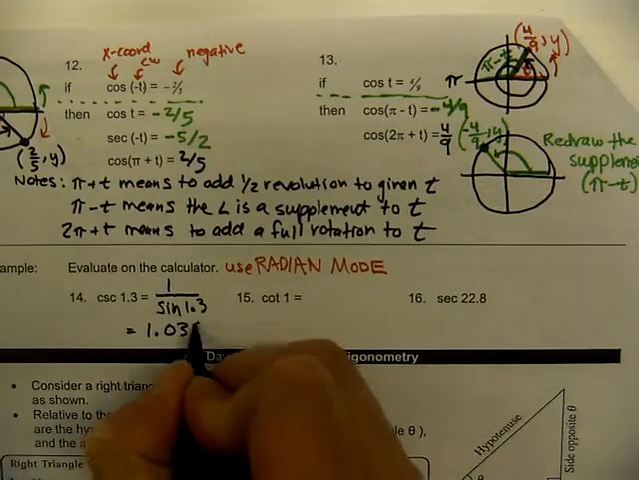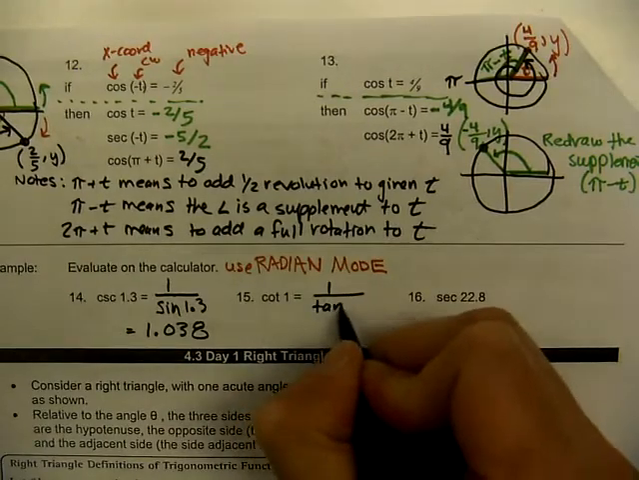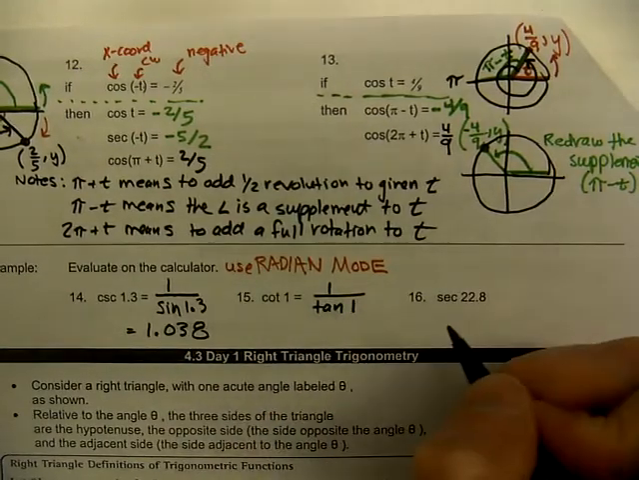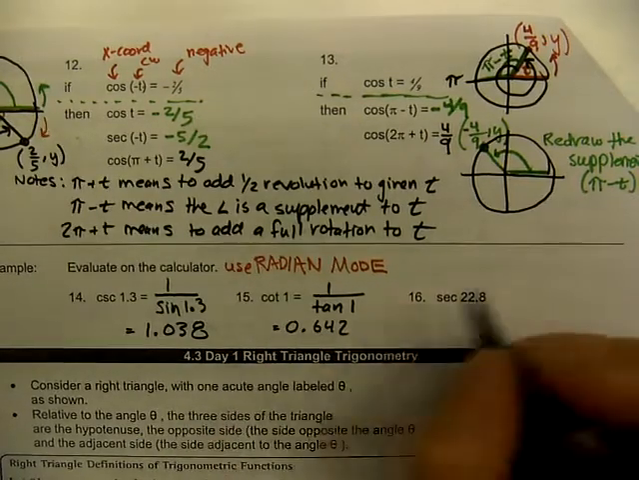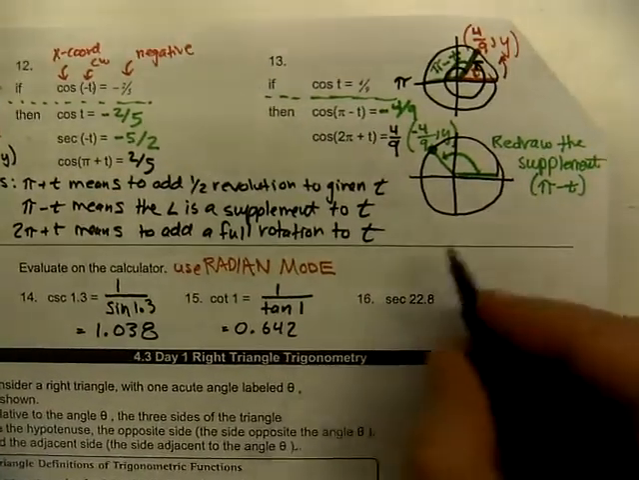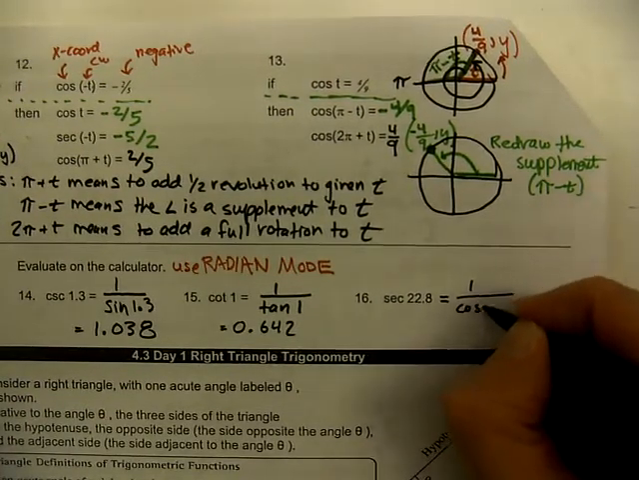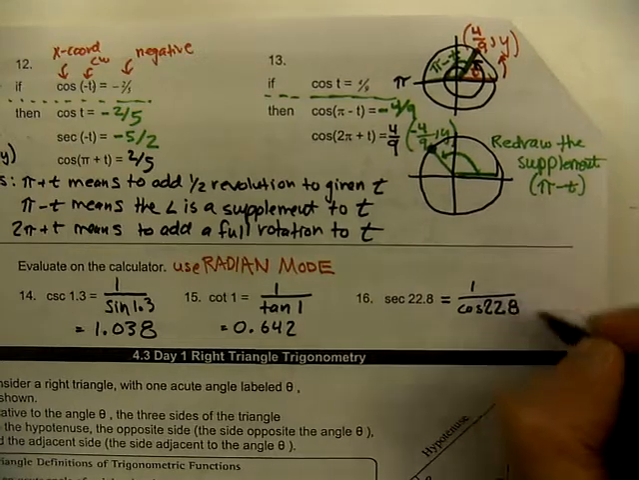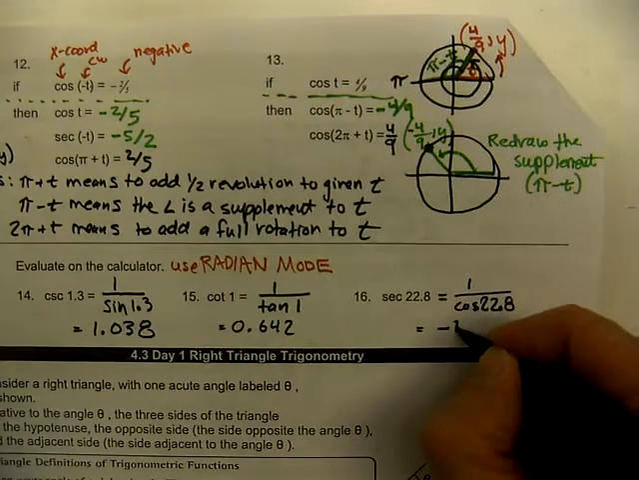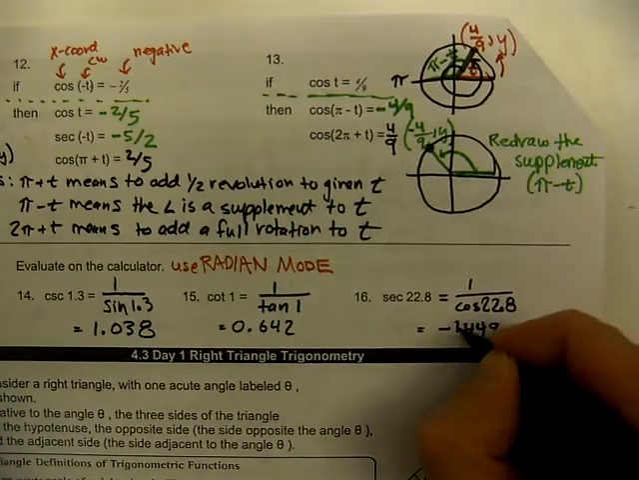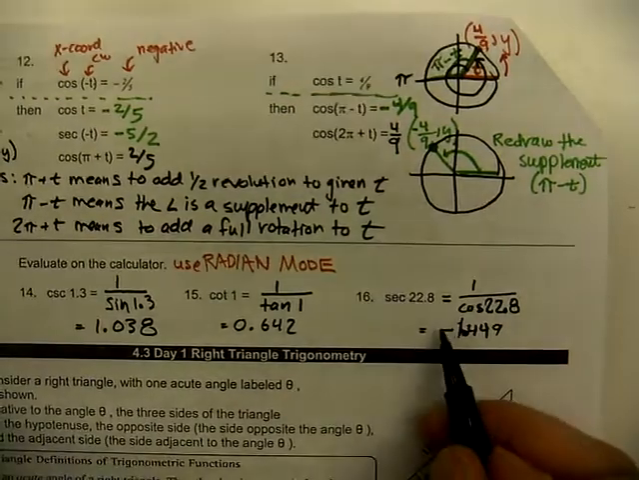We'll go to 3 decimal places. Cotangent then is the reciprocal of tangent. So what is 1 divided by tangent of 1 radian? 0.642. Right, and then lastly, the secant here, that's the reciprocal of cosine. Cosine of 22.8 radians. That's a 1.449. And again, it can be negative, right?